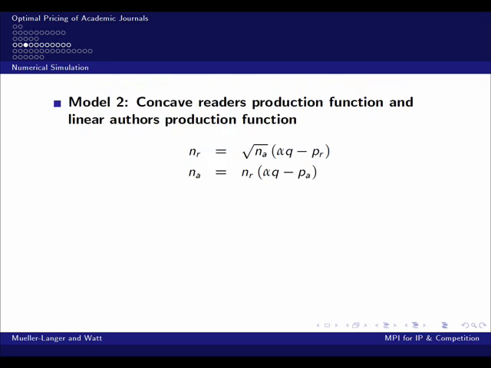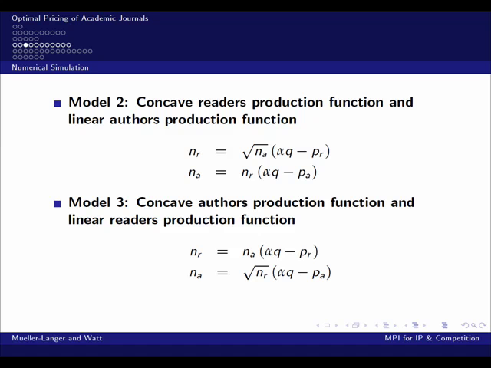In the second model, we have a concave readers production function given here, but a linear author production function. And in the third model, it's just the other way around. So we have the diminishing returns here on the number of authors, given by the square root.